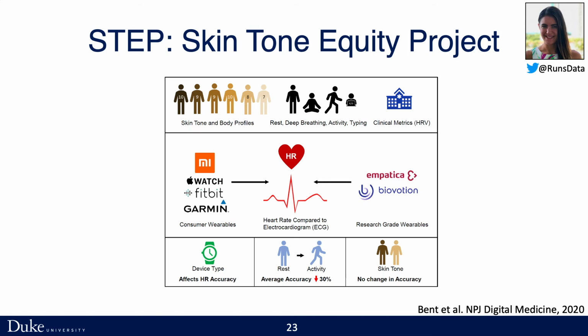But what was also interesting is that because we also tested this across a variety of different activities, we found that the average accuracy of heart rate measurements decreased by about 30% when somebody went from rest to walking at a moderate pace on a treadmill.